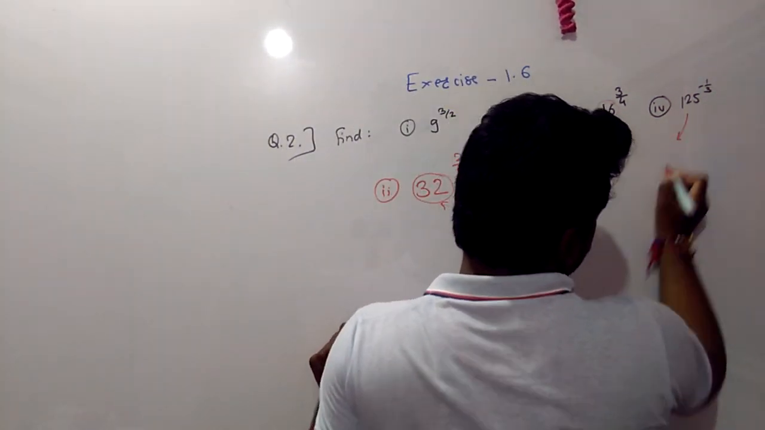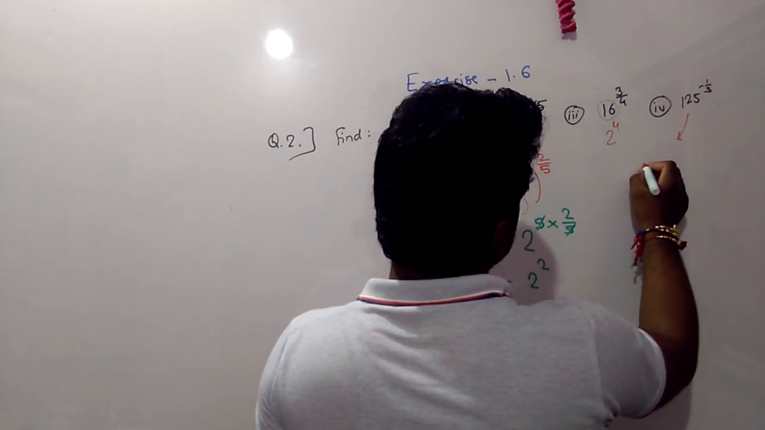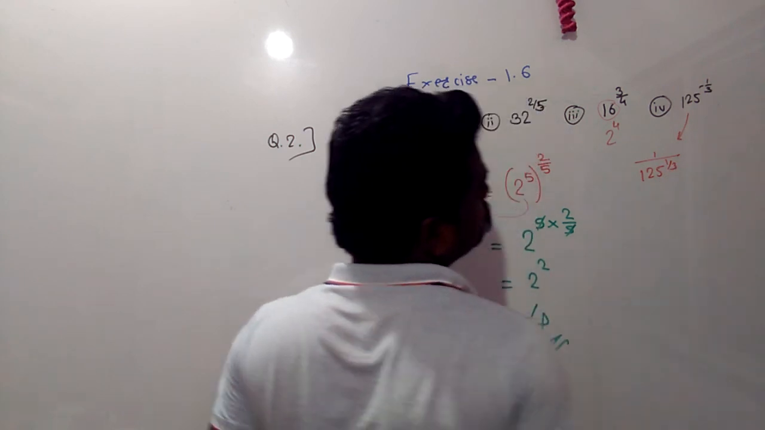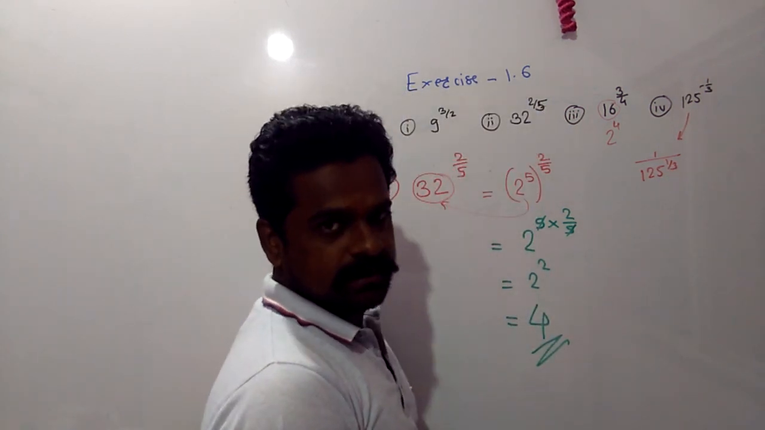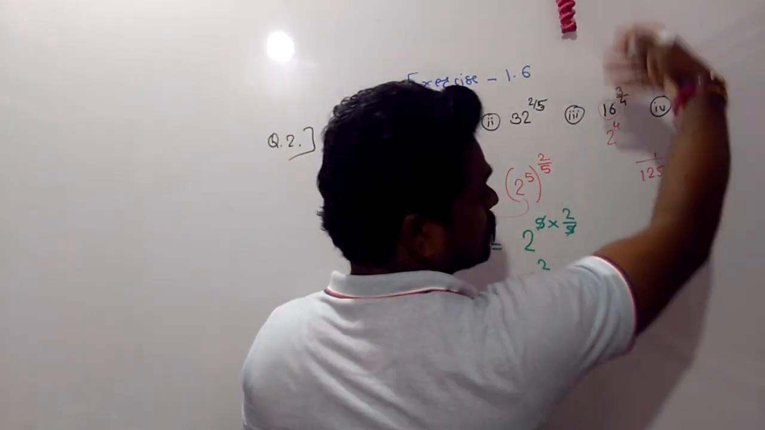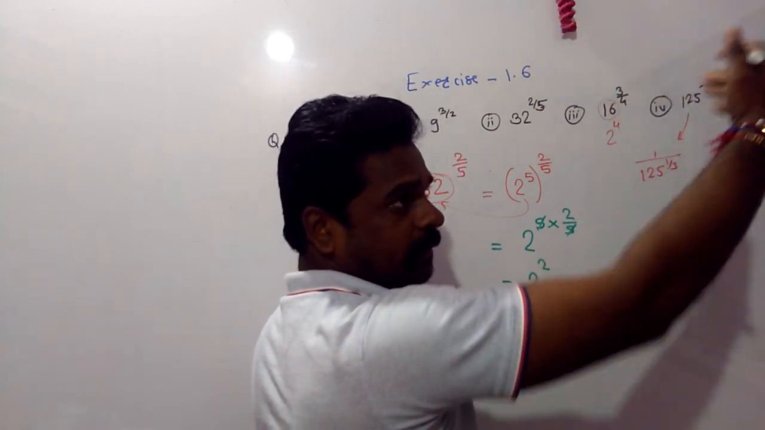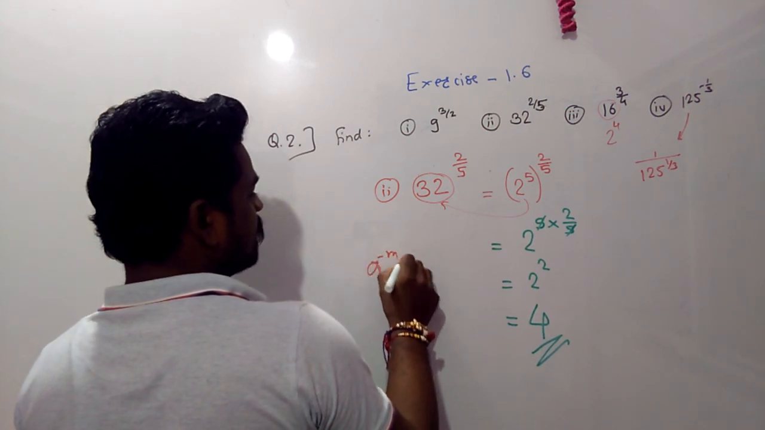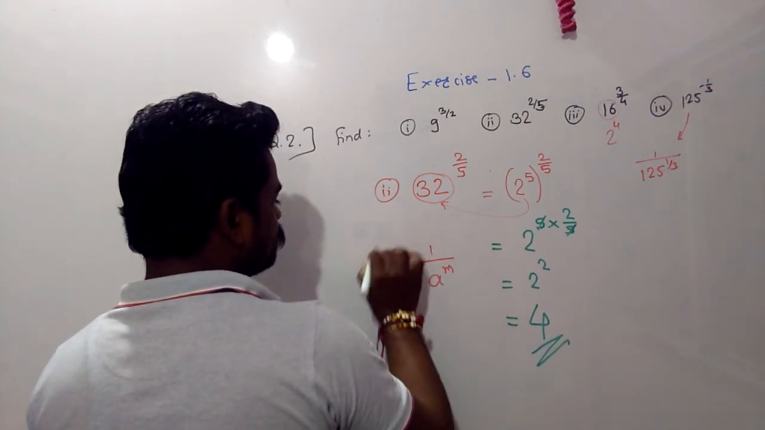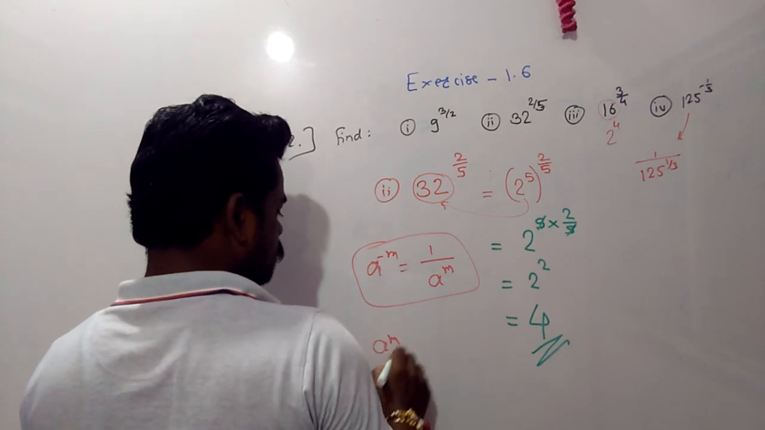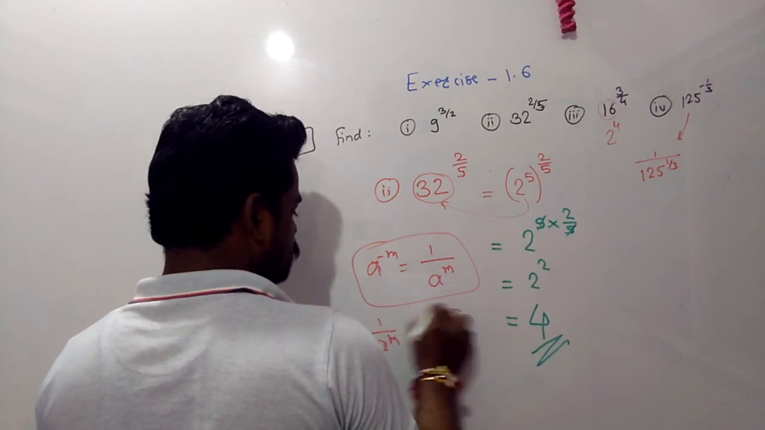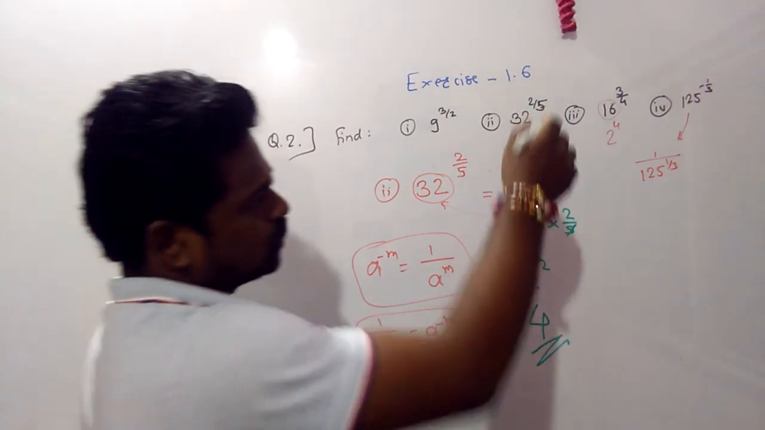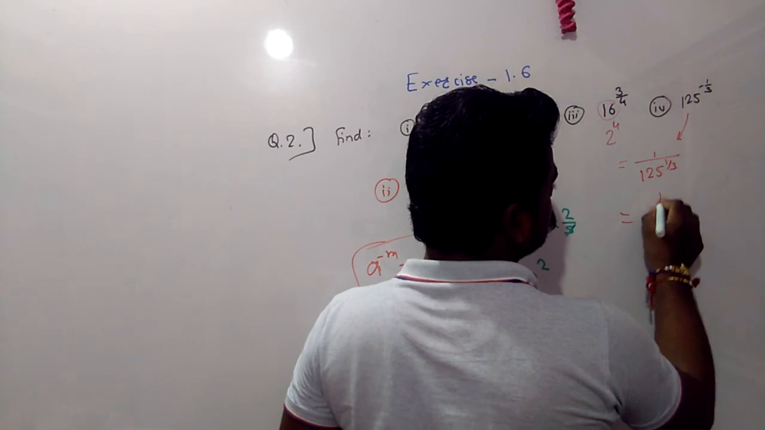Now in this case, what do you need to do? See here. We can write this in this way also, 1 upon 125 raised to 1 by 3. Yes or no? Yes. Fine. So if a raised to minus m is there, then we can write it as 1 upon a raised to m. A raised to minus m is equal to 1 upon a raised to m. We can write it in this way, or if 1 upon a raised to m is there, we can write a raised to minus m. Finish, no problem. So both the cases are acceptable.